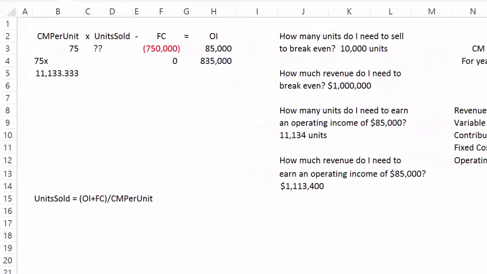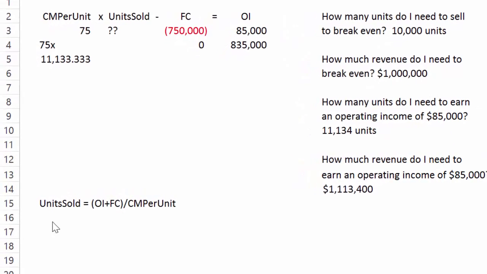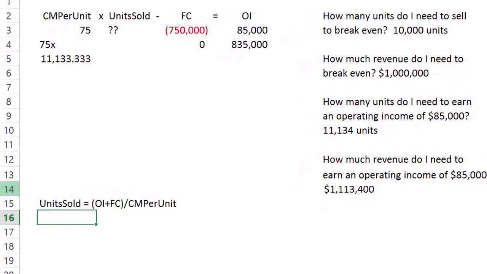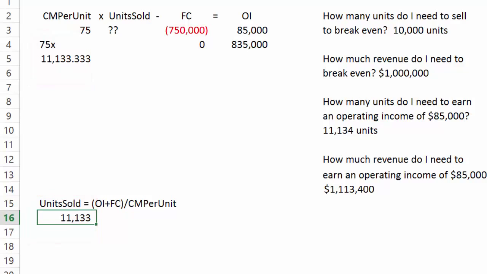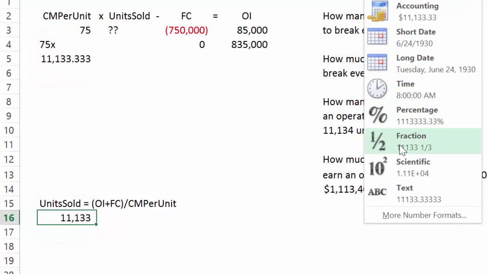Let's see if everything works out the same way going down here. So let's go ahead and do it using this method. We're going to do the operating income of 85,000. We're going to add fixed costs of 750,000. Close those parentheses, divide by our contribution margin per unit, and that should equal units sold. We get the same answer, 11,133, but we know that that is probably a fraction. And let's just look at that as a fraction. You can always use fractions here too.